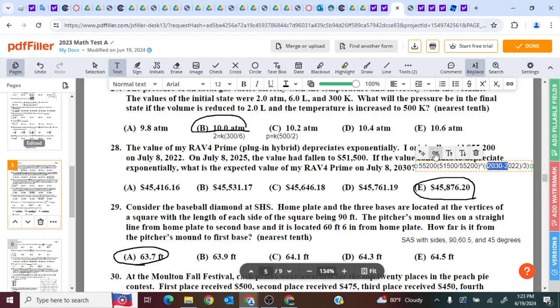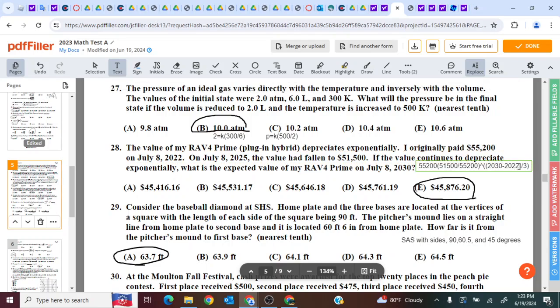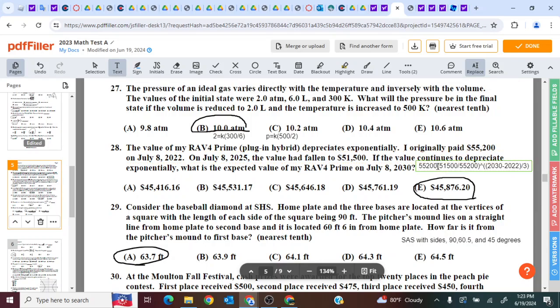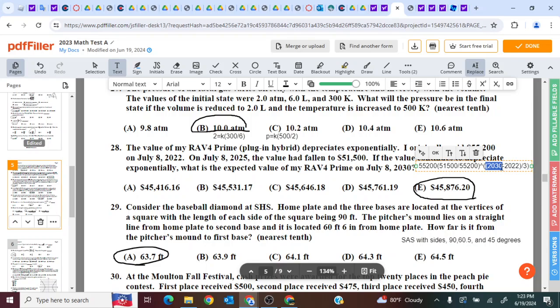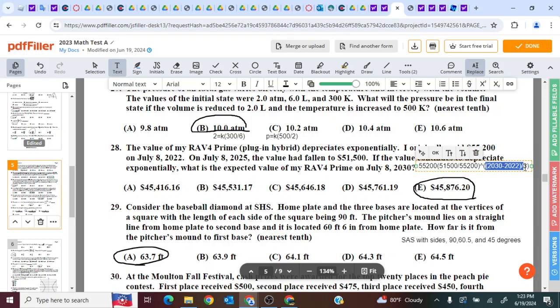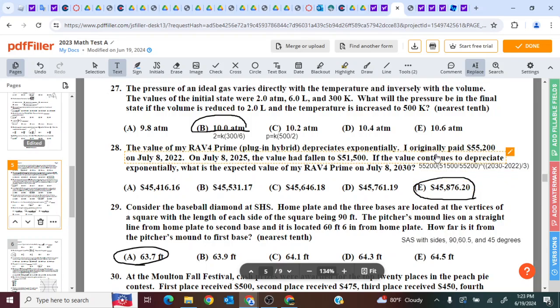For example, 2025 minus 2022 would get you 3. So you have this divide by 3 here. And then you multiply by the original value. And then because we have more years than just 3, you do 2030 instead of 2025, because that's the amount of years. And then you subtract from your original year it started at to find out the change in years that you will be powering by. And if you do that, you'll get $45,876.2.